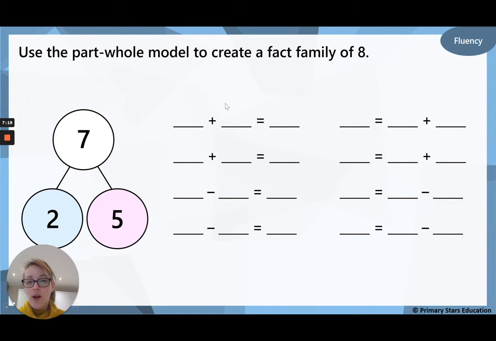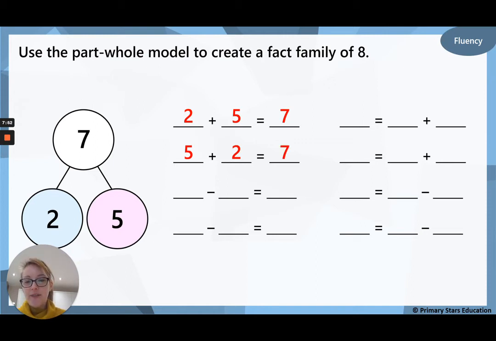Let's have a think what addition number sentences we could write. So what 2 numbers are adding together to make our whole, and which 2 different number sentences could we write? So you might want to pause the screen and have a little think. And let's have a look what we could write. So we could write a number sentence 2 plus 5 is equal to 7. Our 2 parts add together to make our whole. Or we could swap those 2 parts around and write 5 plus 2 is equal to 7.